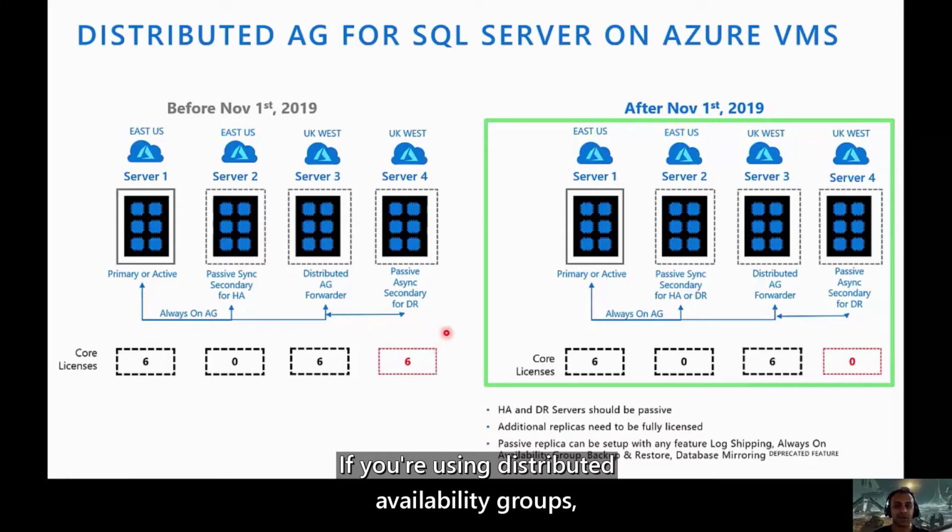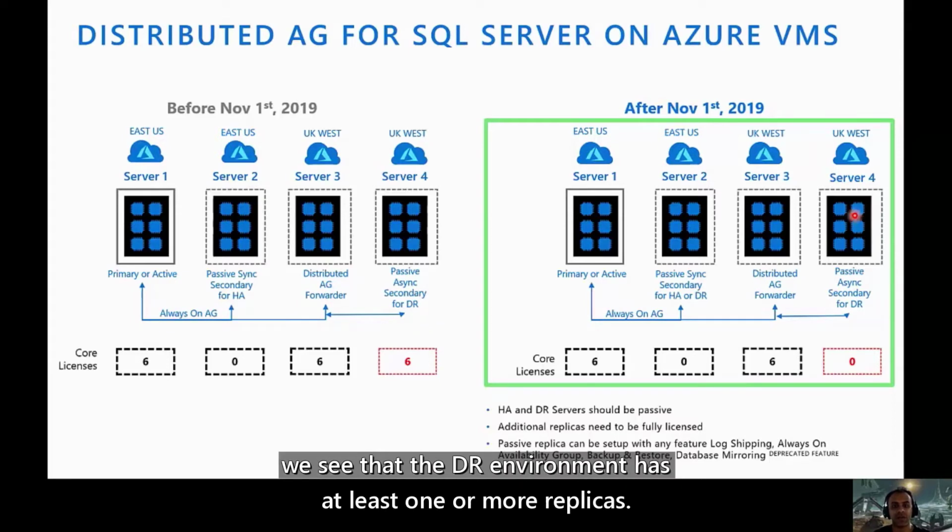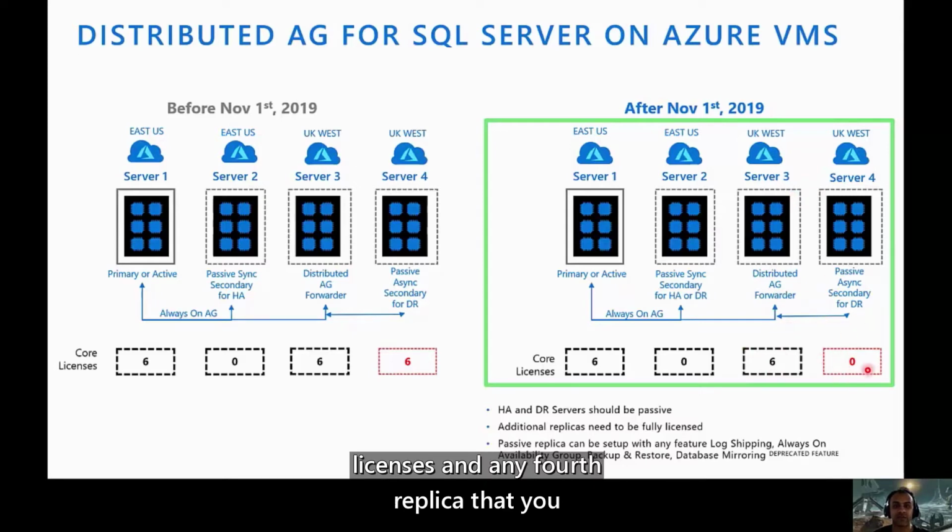If you're using distributed availability groups, you can still avail of the same benefit only if you have a fourth replica. In typical topologies that leverage distributed availability groups, we see that the DR environment has at least one or more replicas. So in this scenario, Server 3 is the forwarder, and the forwarder has to be covered with licenses, and any fourth replica that you deploy would not need to be covered by the DR benefit. Prior to November 1st, 2019, you would have to cover it with core licenses. So again, this benefit applies both to Azure virtual machines and on-premises environments.